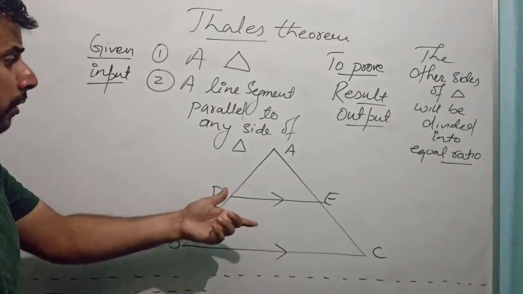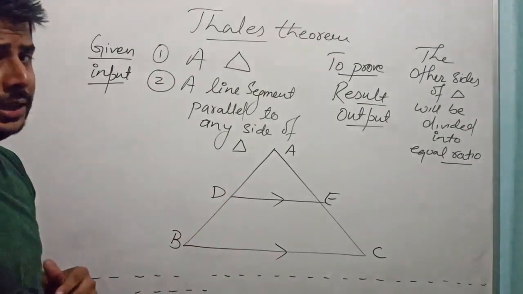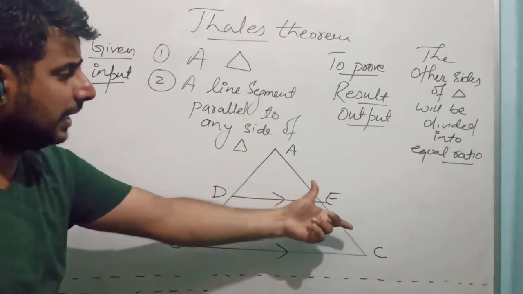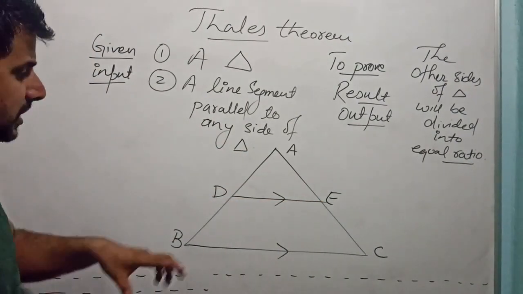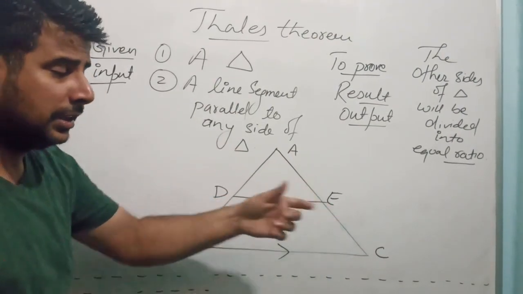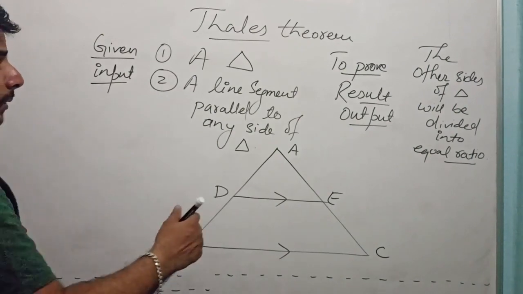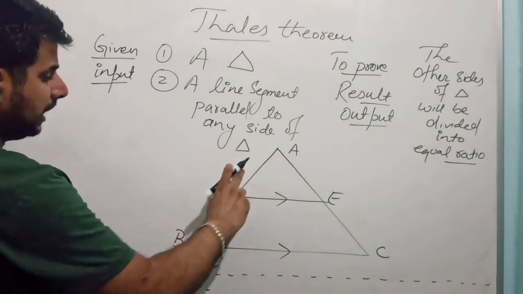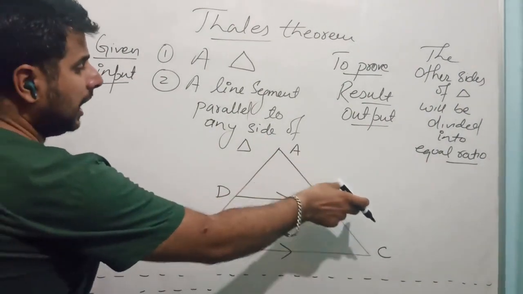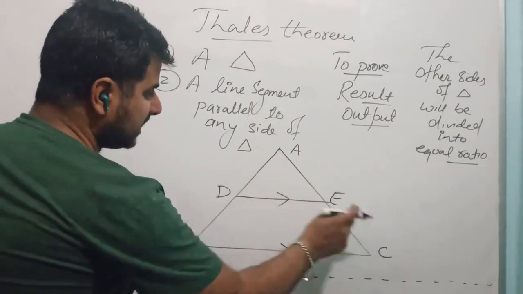Now, if you draw a line parallel to BC, then it divides the sides AB and AC. What are the divided parts? The divided parts are AD and DB. This is for the AB side. AE and EC. This is for the AC side.